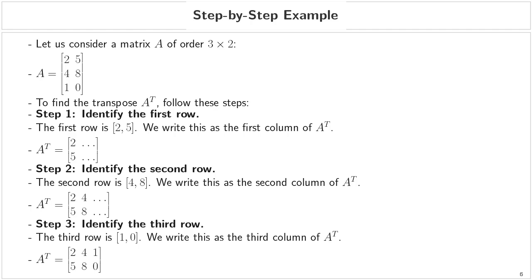Finally, we identify the third row, which contains the elements 1 and 0. Following the same logic, this row becomes the third column of our transposed matrix. We place 1 in the first row, third column, and 0 in the second row, third column. As you can see, by systematically converting each row into a column, we have successfully constructed the transpose of matrix A. In the next slide, we will observe how this operation has affected the overall dimensions of the matrix.